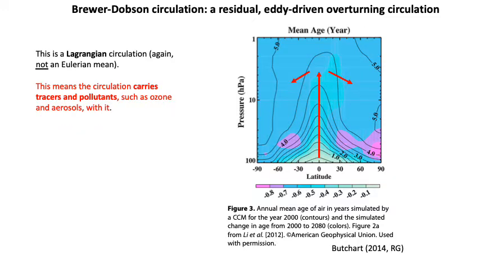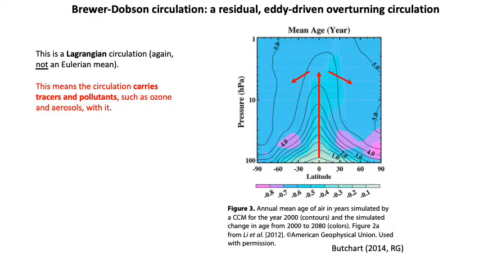So we can show this in another way. A way to say this is that this Brewer-Dobson circulation, or this residual circulation, is really a Lagrangian circulation. It's not an Eulerian mean. It's a Lagrangian mean in that you're following air parcels within eddies, for example. And this is true for the tropospheric residual circulation we talked about last lecture as well. So this means that the circulation carries tracers and pollutants, such as ozone and aerosols, with it, which is important for all sorts of things.